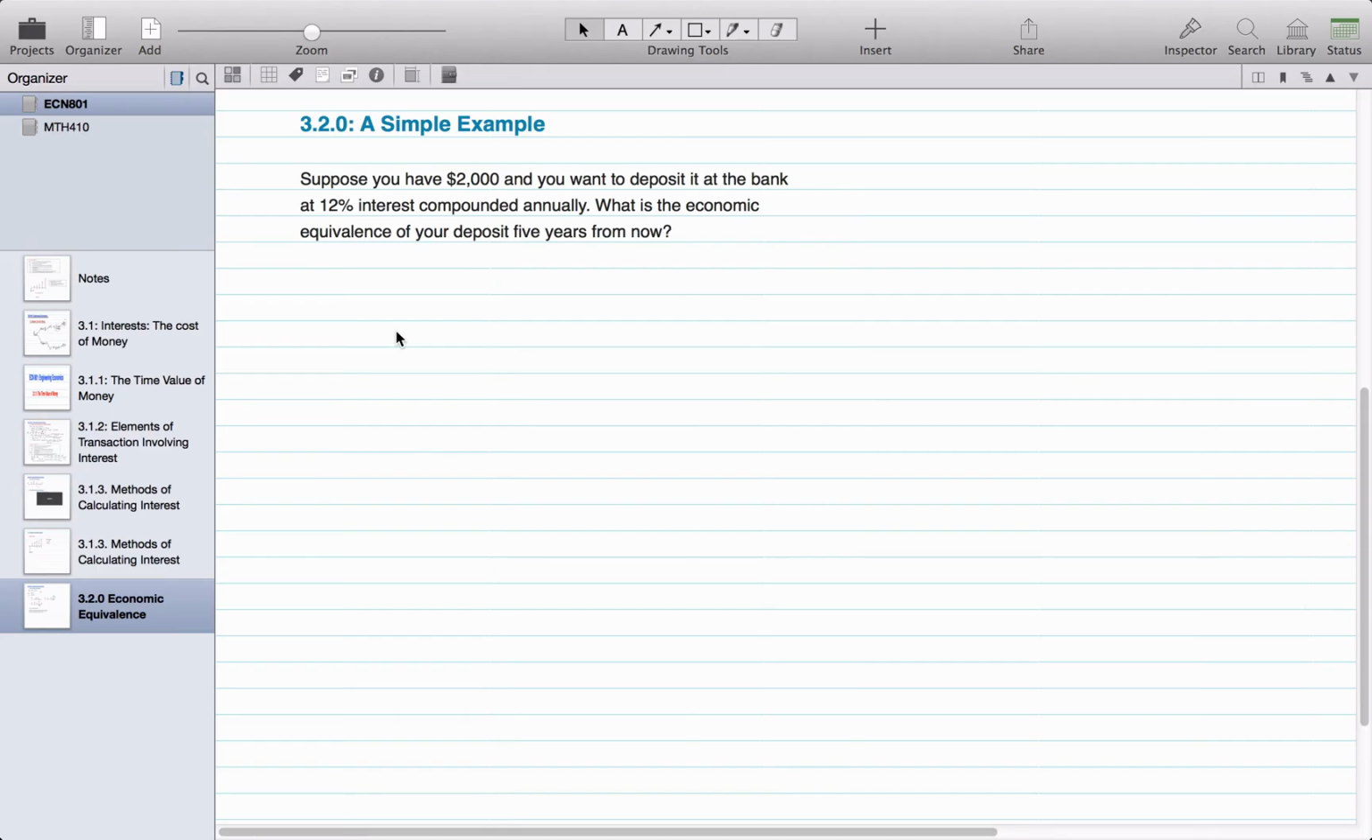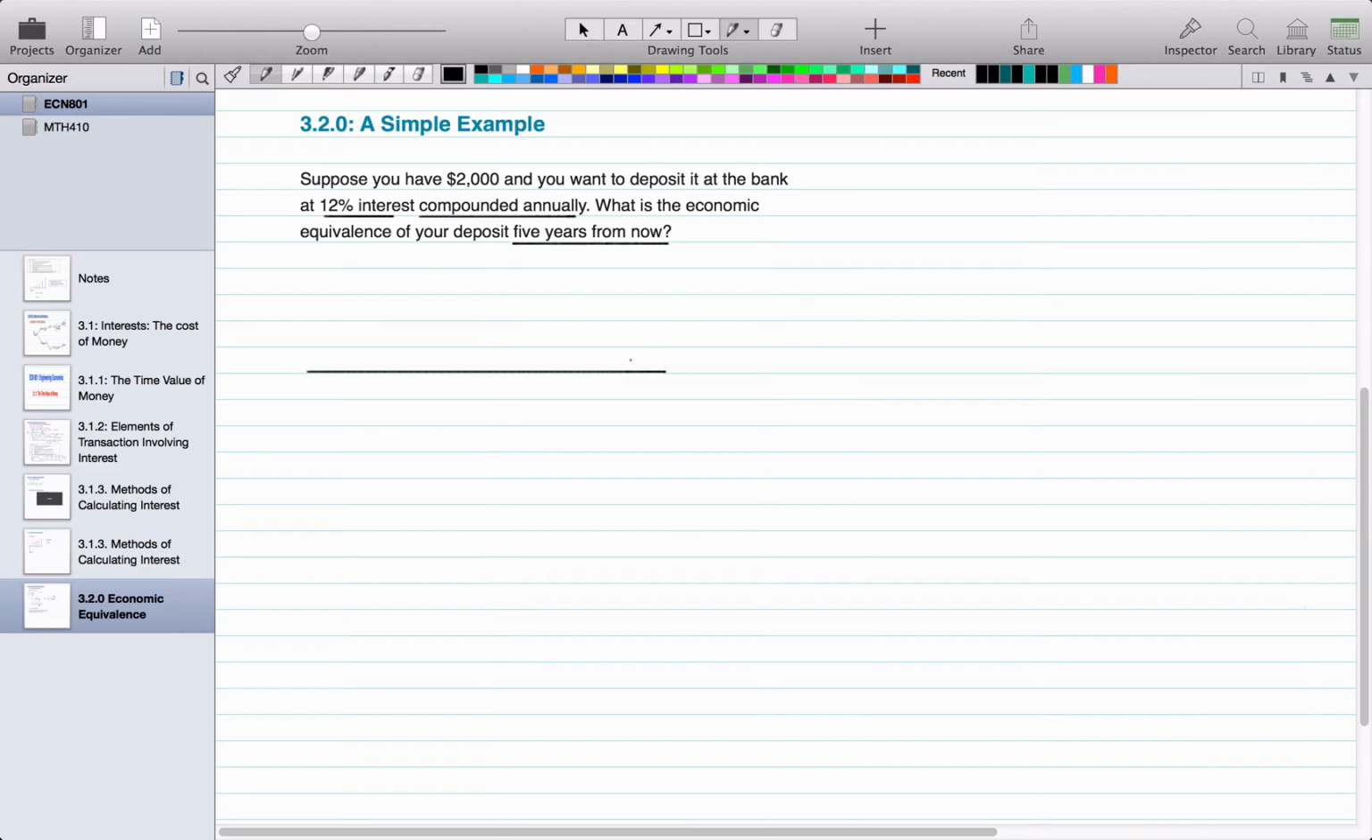Now that we have a sense of what economic equivalence is, let's drill the concept by doing a simple example. Suppose you have $2,000 and you want to deposit it at the bank at 12% interest, compounded annually. So what is the economic equivalence of your deposit 5 years from now? It's at 12% interest per year, because it says compounded annually, and your initial amount or principal value is $2,000, or your present value.